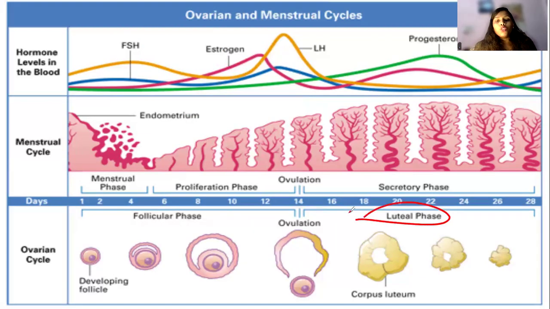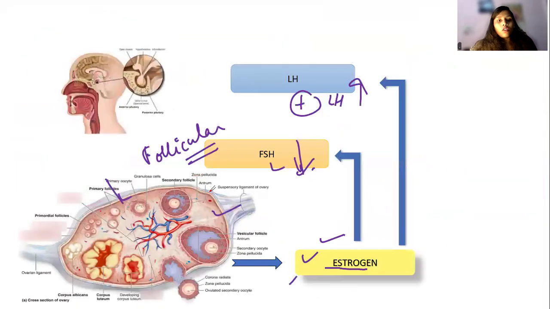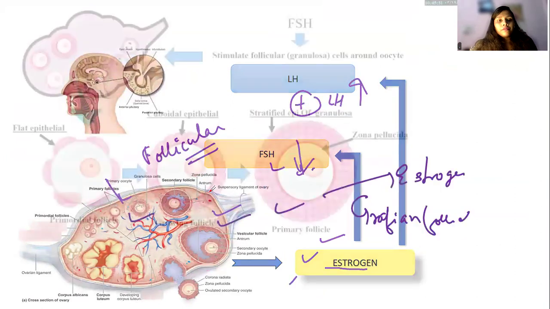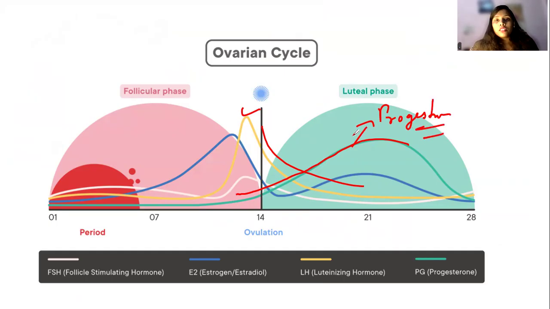Now let's talk about the luteal phase. So again, let's talk about the luteal phase. In the luteal phase, now see this LH value is going down. Now this green line, you can see this hormone is increasing. What is this hormone? Dear, this hormone is nothing but your progesterone. Now the question arises, where is the progesterone being secreted?